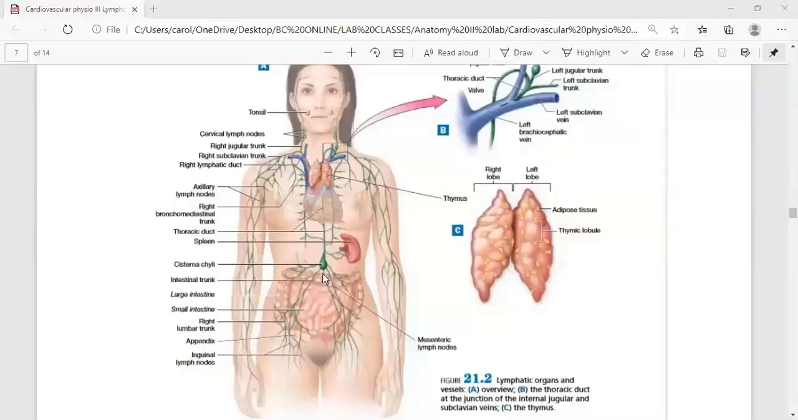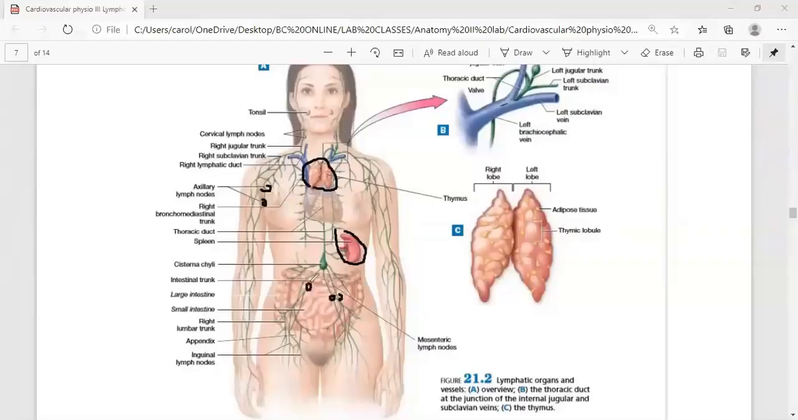Since this is the lymphatic system, a system is composed of organs. So we're going to have the thymus, which is this one right here. We're going to have the spleen. And we're going to have a whole bunch of lymph nodes like that.